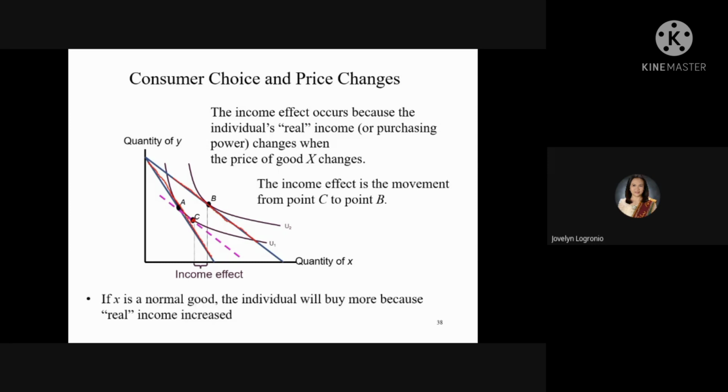So we can say that in this situation, good X is a normal good. Kasi nga, as its price decreases, the real income or the purchasing power of the consumer also increases and the consumer buys more X. So, more units of good X. So here, good X is a normal good.